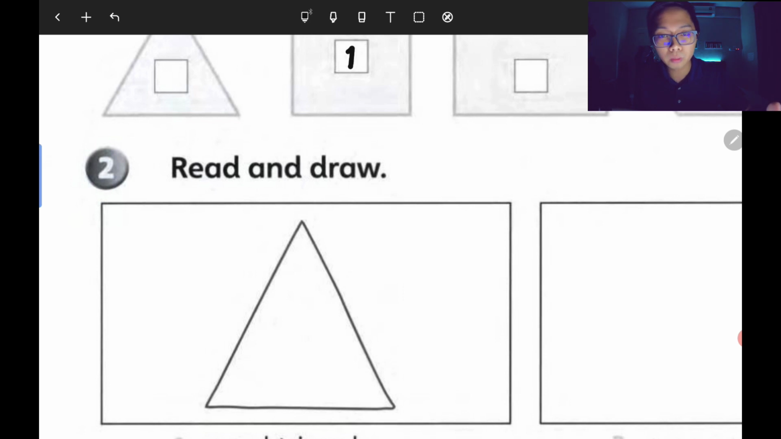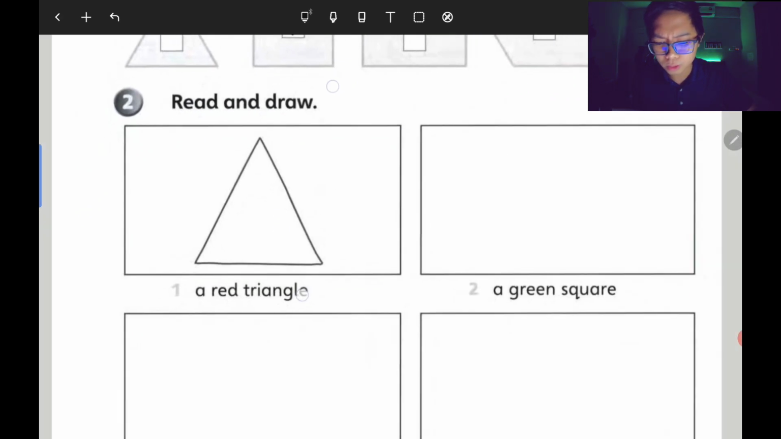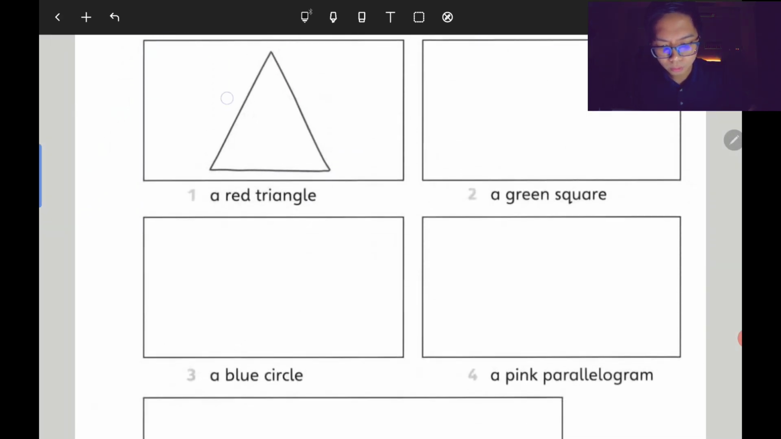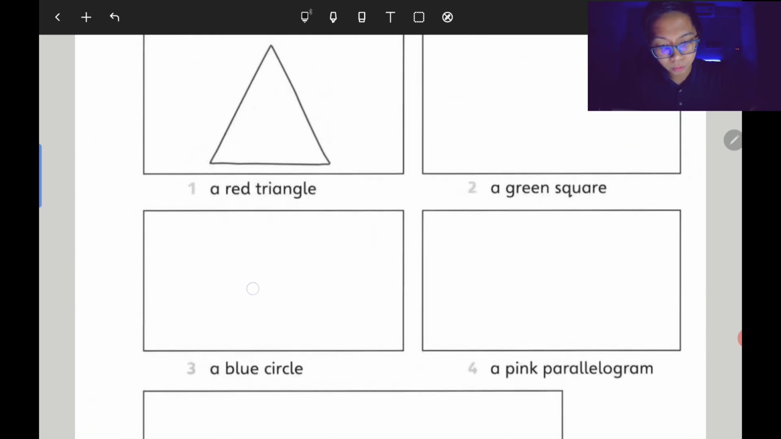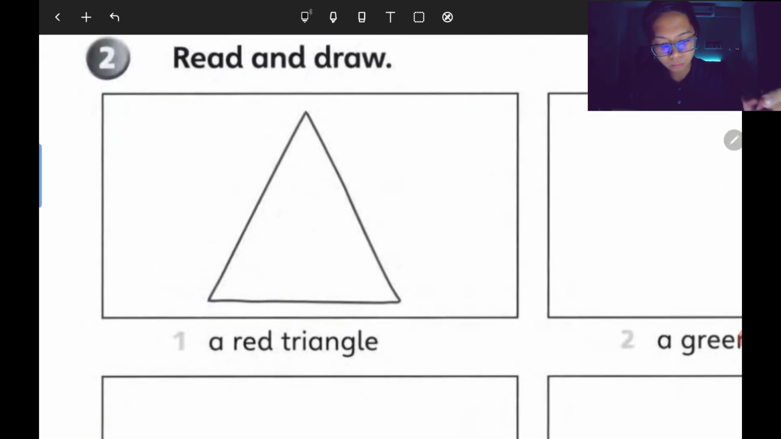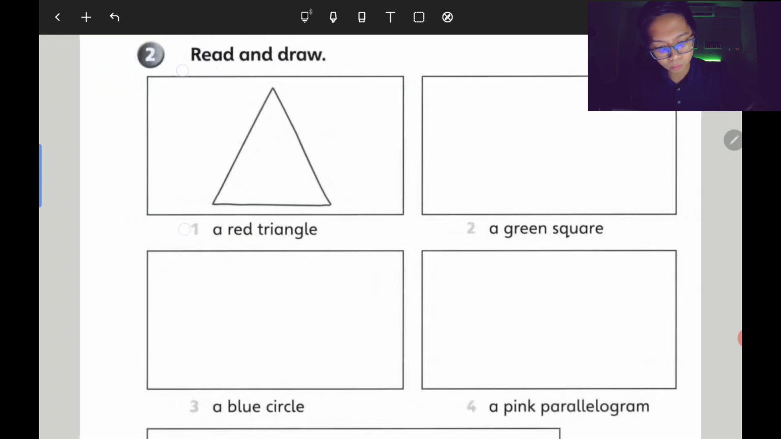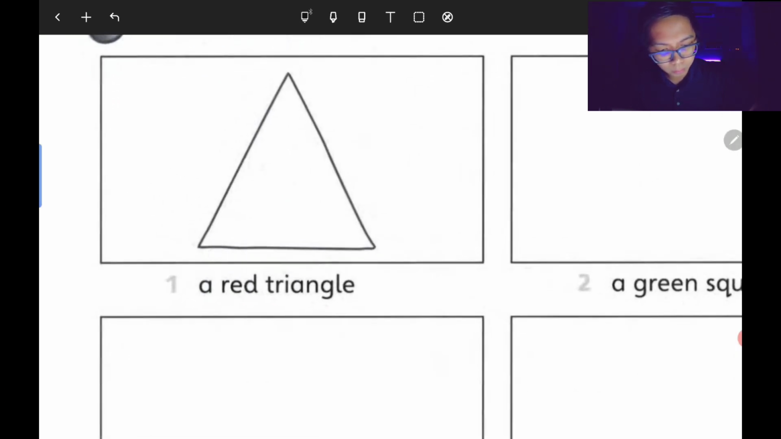Activity 2. We are moving on to activity 2, which we need to read and draw. Kita kena baca dulu dan lukis. So you have to read first. What we are going to read? So over here we have 5 short phrases. Okay, 5 ayat pendek. Number 1, a red triangle.